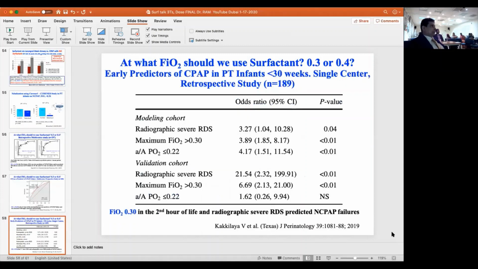Finally, a third trial from the US in Texas, Kakili et al., published in the Journal of Perinatology, in babies less than 30 weeks, a single center study. You can see they used radiographic criteria for severe RDS and maximum FiO2 of 0.3, but two major predictive factors. They had a modeling cohort, and then they validated these two variables, and they found FiO2 of 0.3 in the second hour of life and radiographic severity of RDS predicted CPAP failure requiring mechanical ventilation.